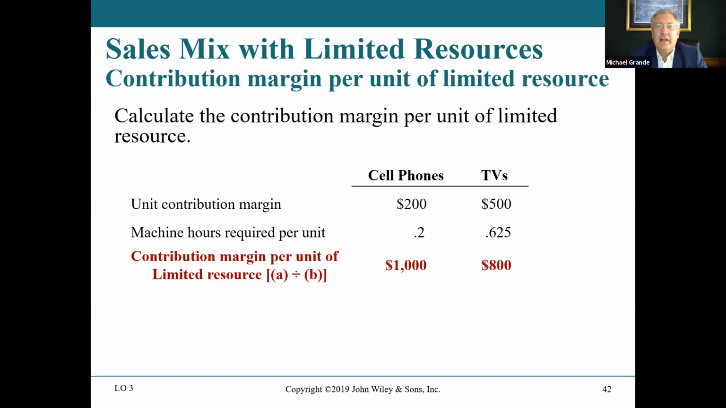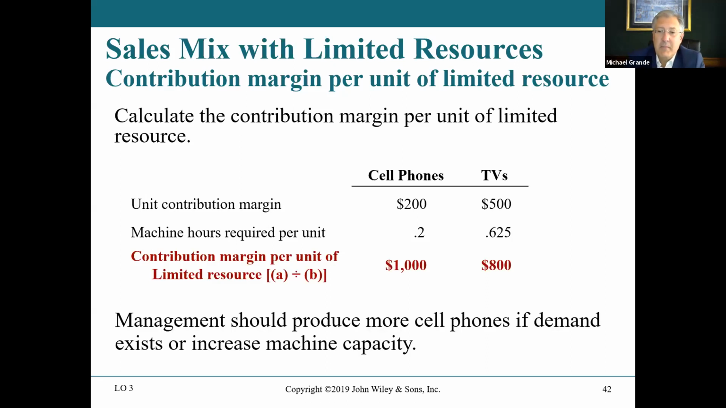So let's calculate the contribution margin per unit of limited resource. So you can see you're going to take the cell phone contribution margin of $200 per unit divided by the machine hours per unit. The contribution margin per unit of limited resource is $1,000 for the cell phones, $800 for TVs. Management should produce more cell phones if demand exists or increase machine capacity. It's essentially the goal.